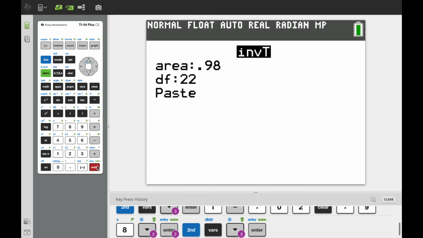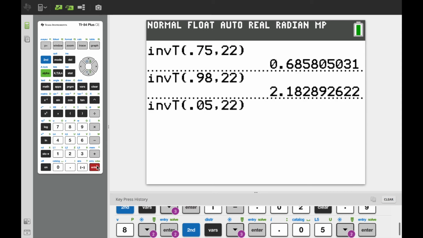Now if we go back to second vars, we can finally work on an in-between problem. If you recall the video, we were looking at 90% of the distribution in the shaded region, and we're trying to solve for t1 and t2. And so that told me that 5% of the data fell below t1. If I have 22 degrees of freedom and an area of 5%, this will give me my t-score. And then my other t-score will just be the opposite of this value, or the positive of this value.